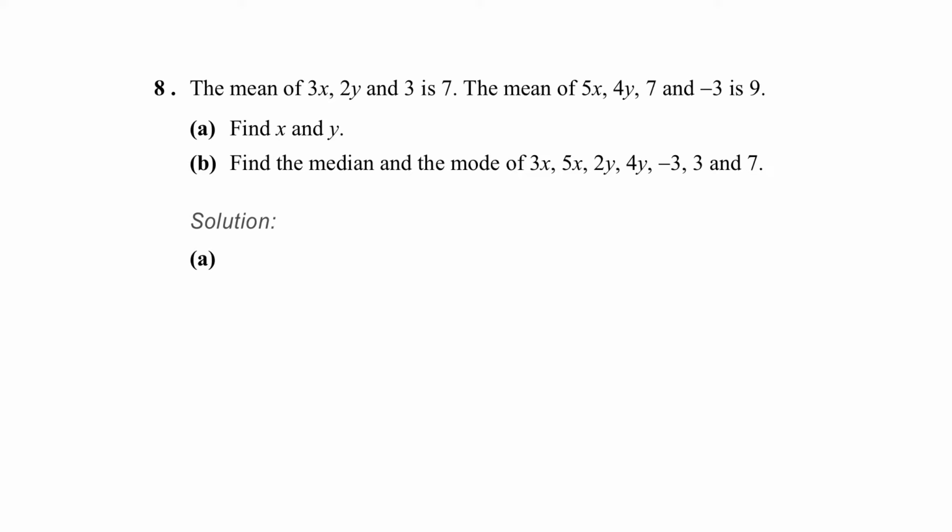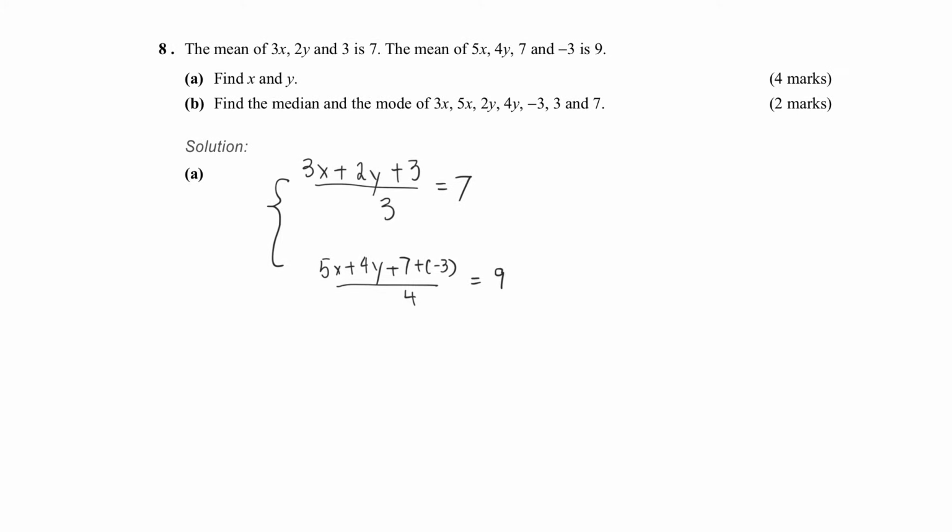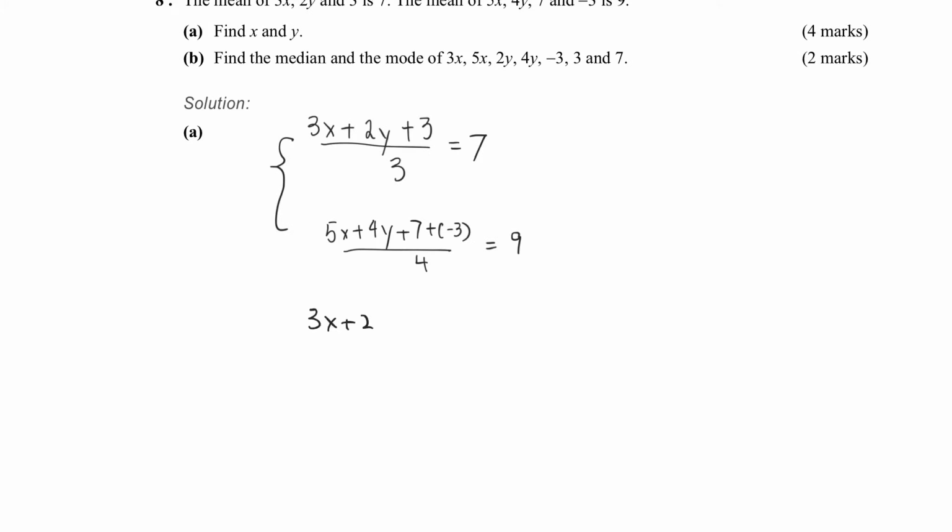Okay, for this one, you have to set up the equation by using 3x plus 2y plus 3, divided by 3, equals 7, and 5x plus 4y plus 7 plus negative 3, divided by 4, equals 9. So these two equations, you can set up something first. So you have this one with you. And then the second one will be 5x plus 4y equals 36 minus, and become plus 3 minus 7, equals 32.